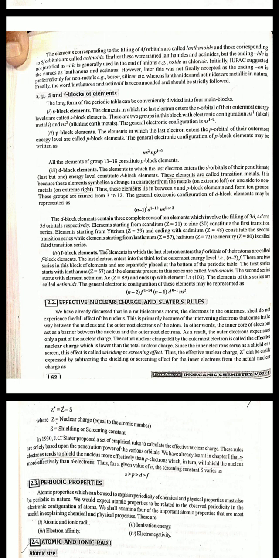The general electronic configuration is ns1 to 2. P block elements: the elements in which the last electron enters the p orbital of their outermost energy level are called the p block elements. The general electronic configuration of p block elements may be written as ns2 np1 to 6. All the elements of groups 13 to 18 constitute the p block elements.